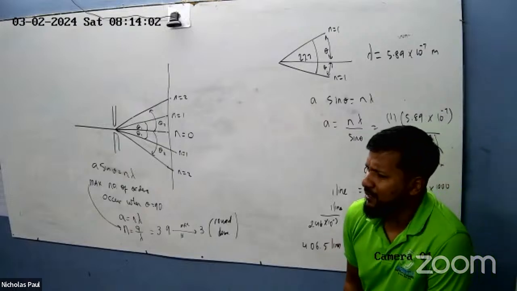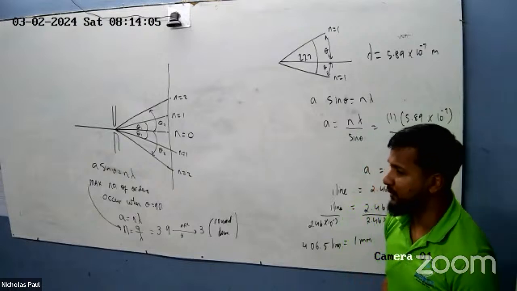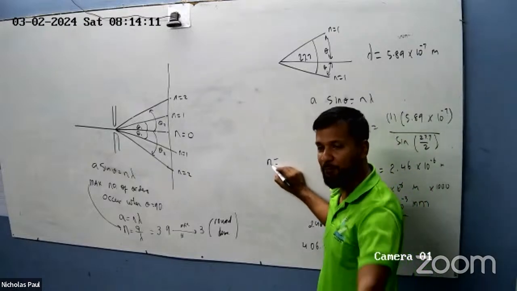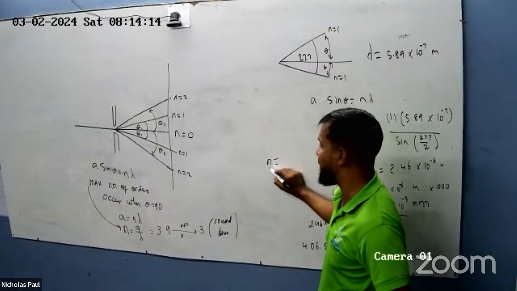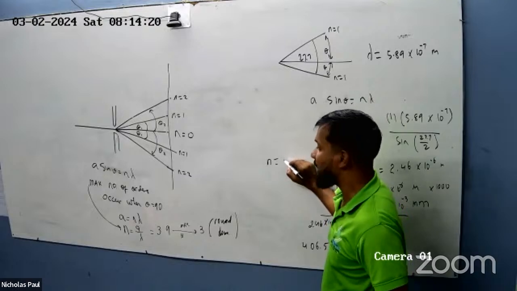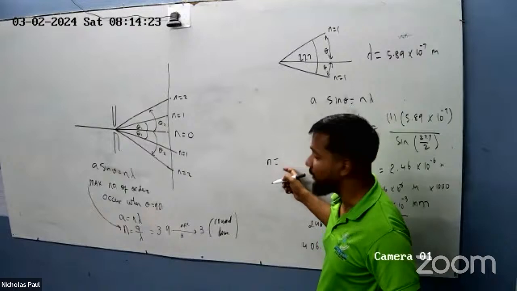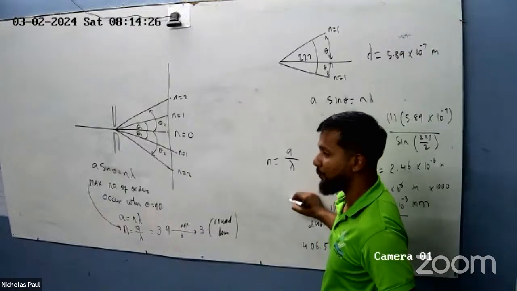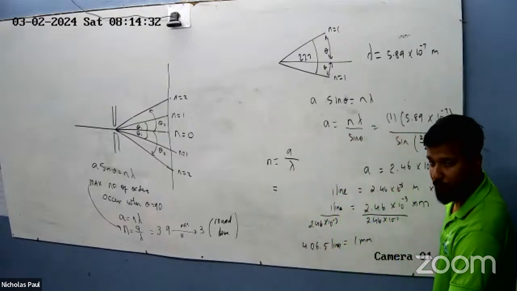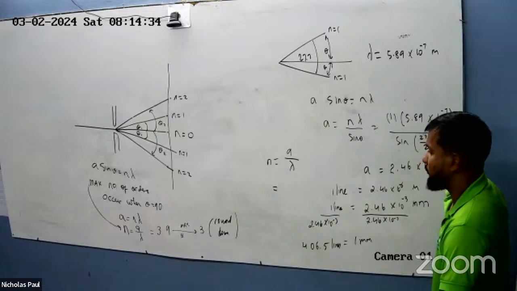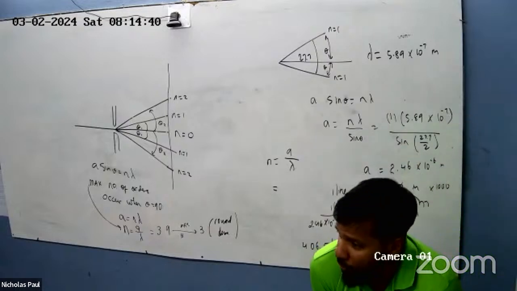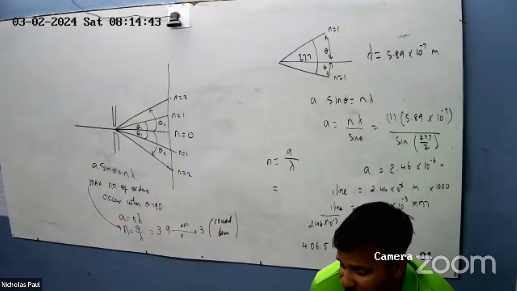And the last part is what? Number of orders, so they want n. What are you really asking for in the last one? They ask for the maximum number of orders. So that's A over lambda. How much did you all get? They ask for the max, so it's the total number of orders.